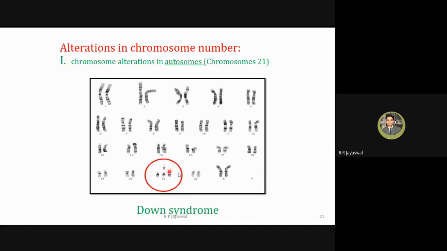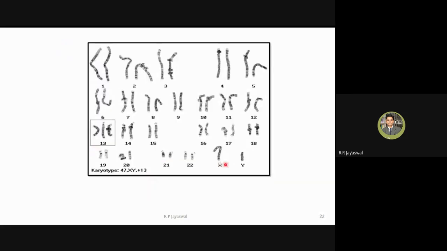Now you can see this is the abnormal karyotype, where all the chromosomes are in pairs except chromosome number 21, where you can see there are three 21 chromosomes. So this is Down syndrome, where there is a trisomy of 21, right? Now you can see this karyotype, where chromosome number 13 is present three in number. So 47, XY, and we write plus 13.